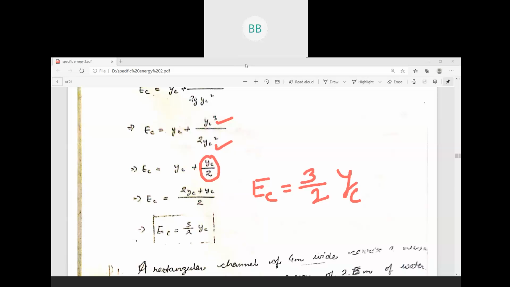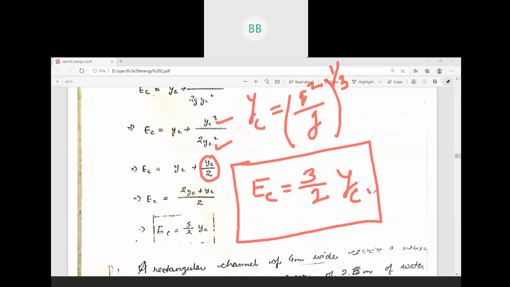So go through the derivation once again and see if you have any doubts, then you can ask me, or if you don't have, then we will move on to the numericals. Remember, this equation is only for rectangular channel. The YC value for a rectangular channel will be q square divided by g to the power 1 by 3, and EC is equal to 3 by 2 YC. This is the relationship between specific energy and the critical depth of flow. So these are the two equations we are going to use to solve numericals.